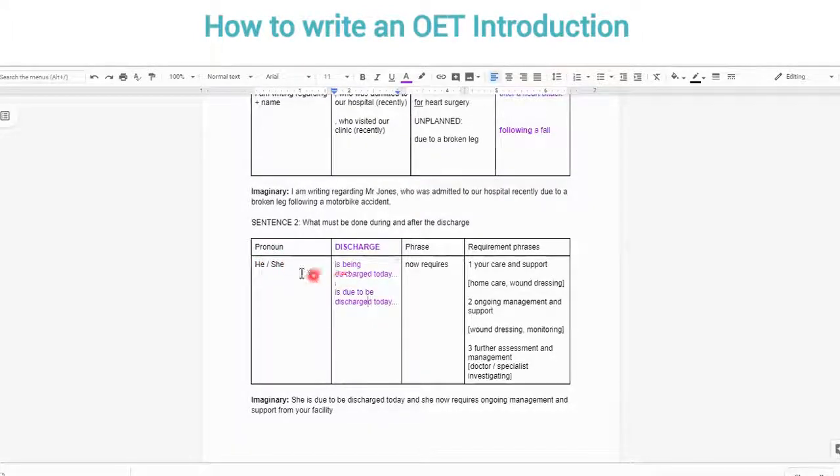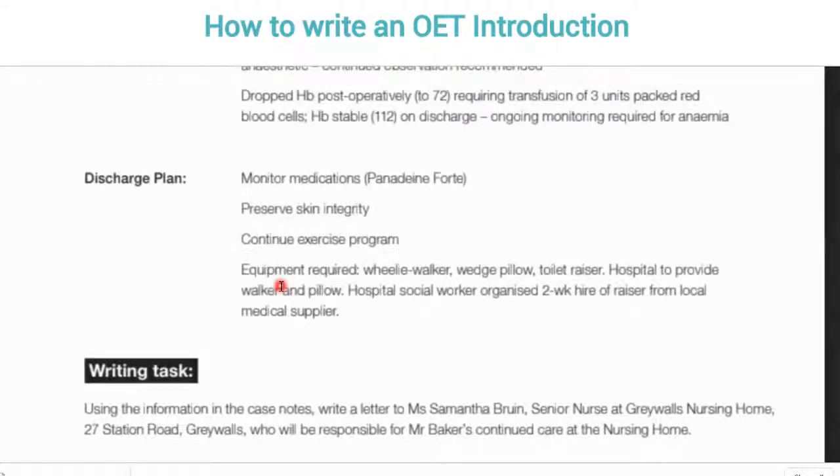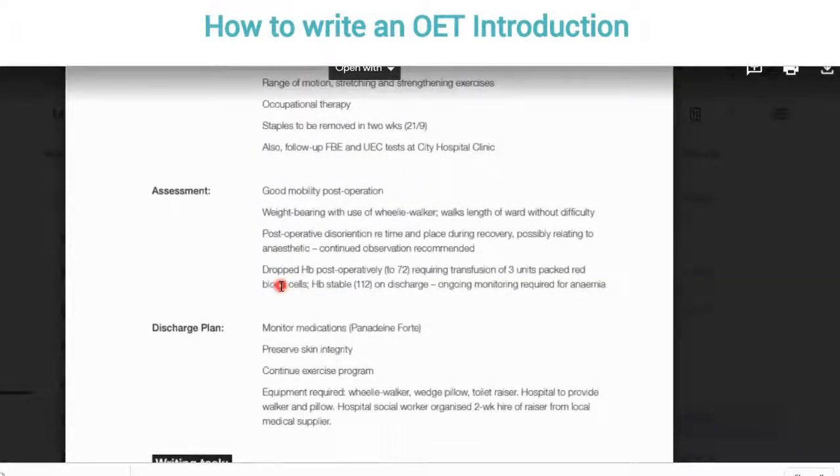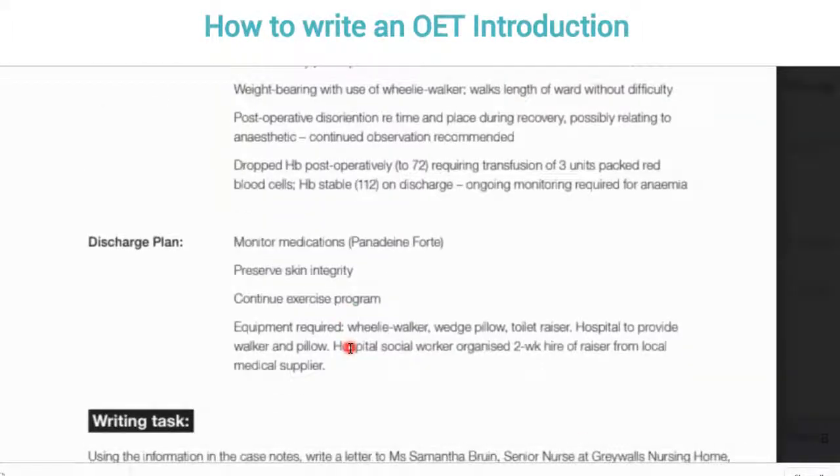She is being discharged today and now requires your further care and support. Okay. Is it a he or a she? Mr. So he, sorry. Okay. And do we know it's today, guys? Look, let's just double check that. It could be today. But we need to be careful with this, don't we? So for the purposes of this video, just don't say today.